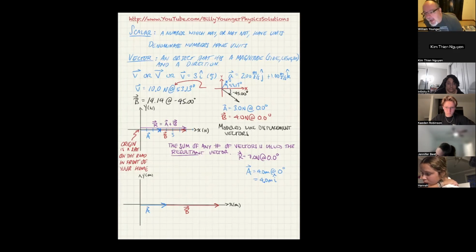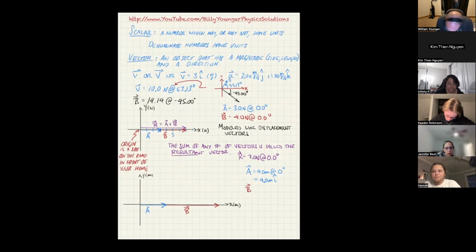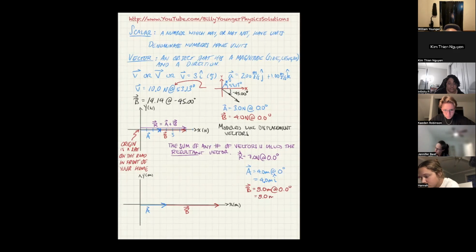That's another wonderful way of writing that. You can just write i hat, and then everybody says, oh, okay, you mean it went in the positive x direction. And then you'd say, okay, well, what about that B vector? Well, that B vector went 1, 2, 3, 4, 5, 6, 7, 8 units. So I'm going to say it's 8.0 meters at 0.0 degrees. Or I could say it's 8.0 meters i hat again.